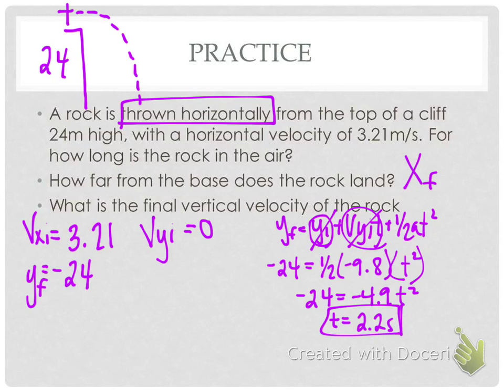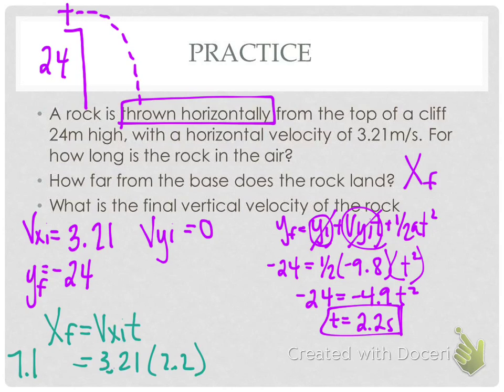Okay, so how far from the base does it land? That means we're looking for x final. And that's going to be Vxi times time. Do we have both of those things? Vxi and t? We sure do. Take 3.21 times 2.2. 7.1 meters. Sorry, I know it keeps getting cut off on this side.